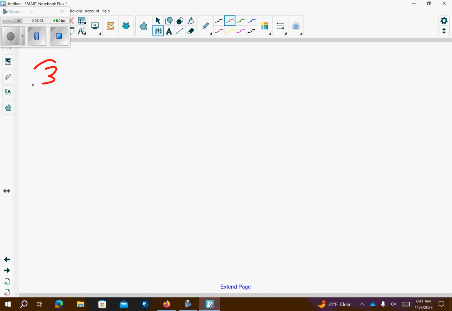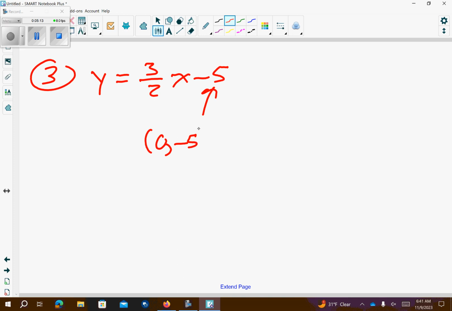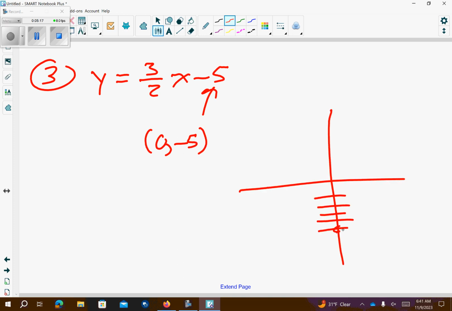Problem number 3, still continuing on the same type of problem. So this is my y-intercept at 0, -5. Again, notice the sign didn't change when it's set up this way, which is down here. We have a slope of 3/2. It's going to go up 3, right 2, make my line.